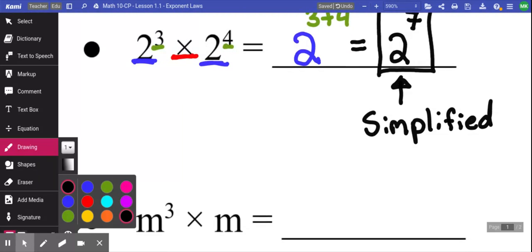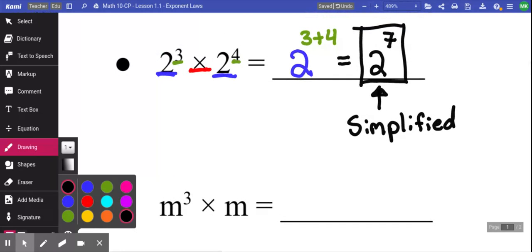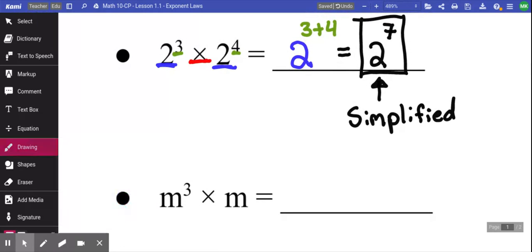If you look below, that's m to the power of 3 times m. These are the same base being multiplied together, so we combine it to become 1. And then we add the exponents. But there's no exponent there.